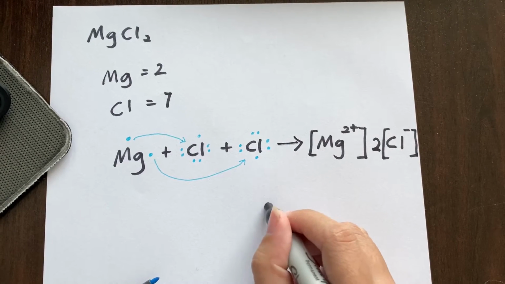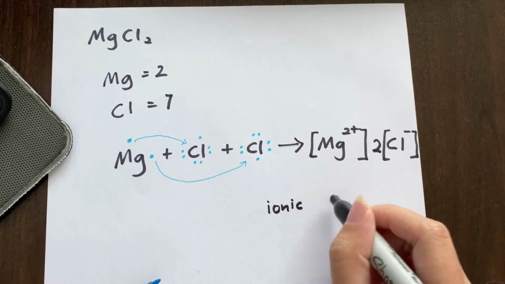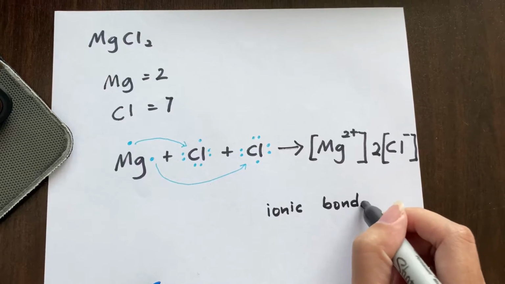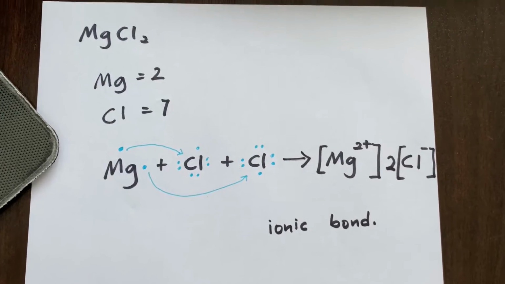The oppositely charged ions, magnesium and chloride, are attracted to each other and are held together by the strong electrostatic force of attraction called the ionic bond.